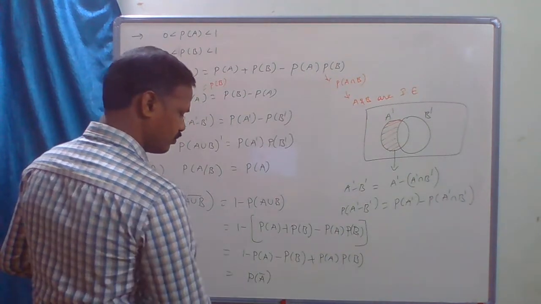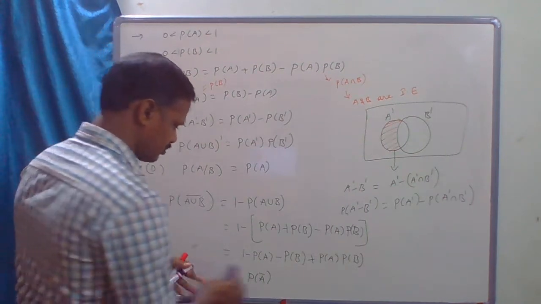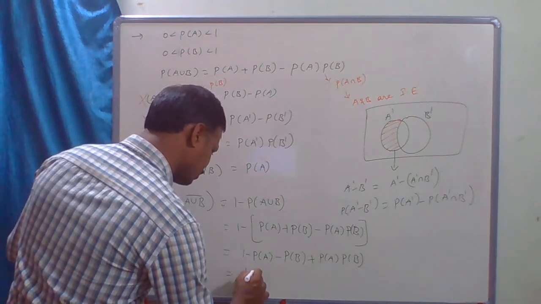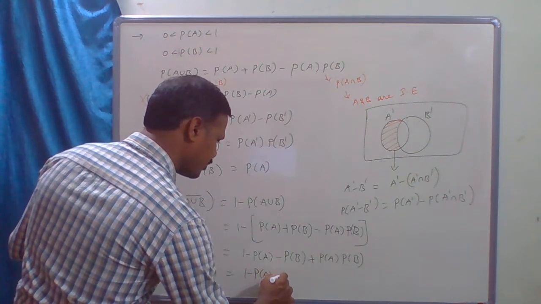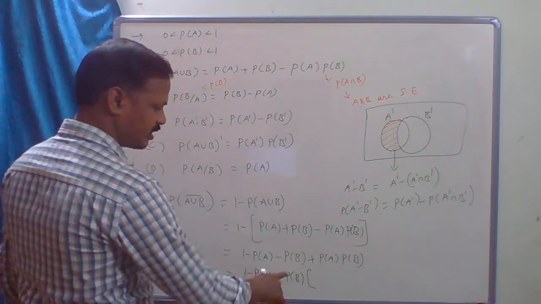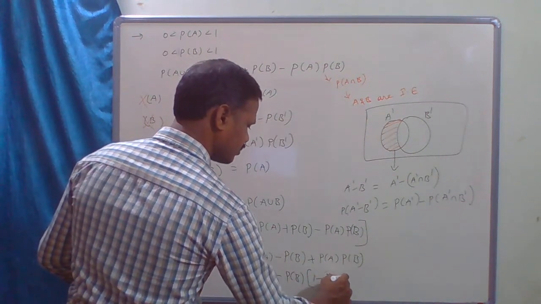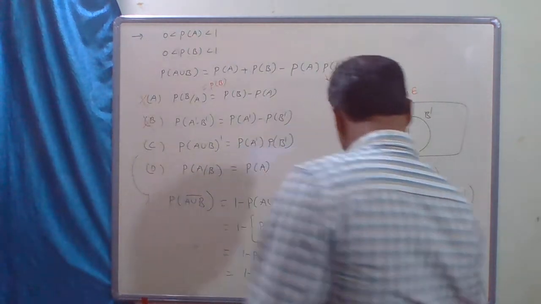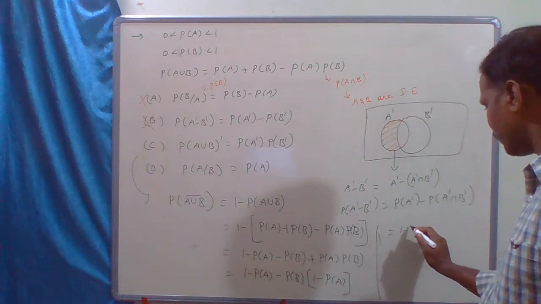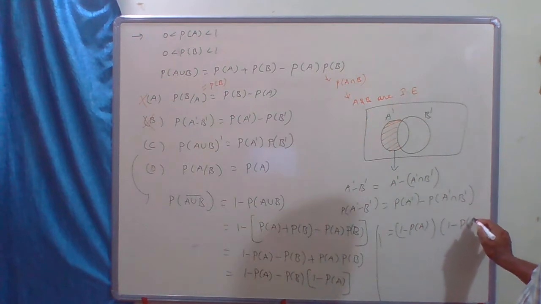Okay. Now, I will write this one later. So 1 minus probability of A minus, take common probability of B here, then what you will get? If you take common probability of B, 1 minus probability of A. Yes or no? Now this is equal to 1 minus probability of A into 1 minus probability of B.